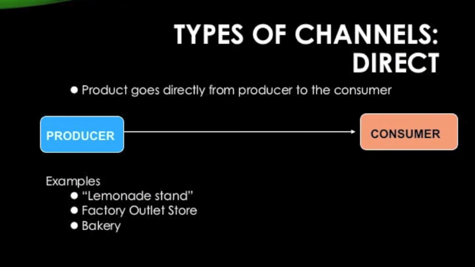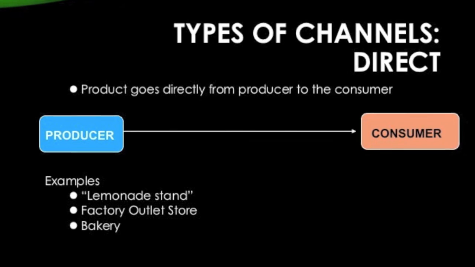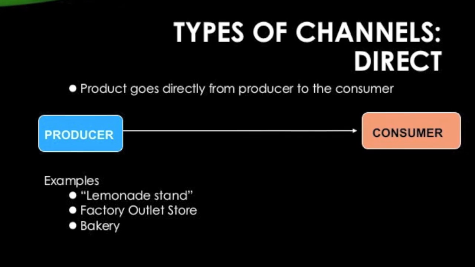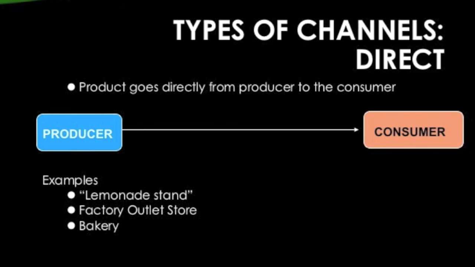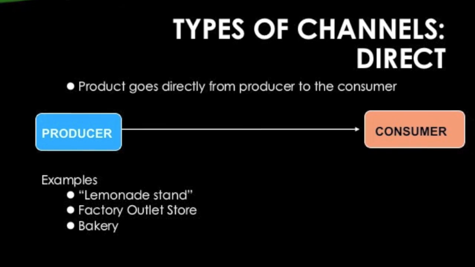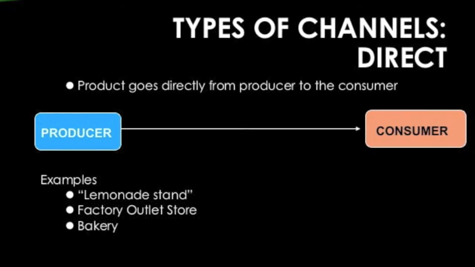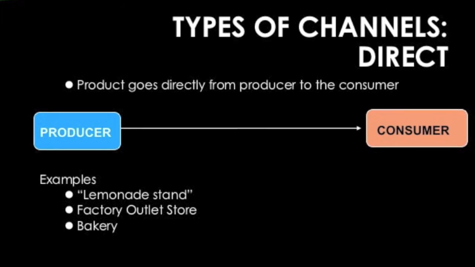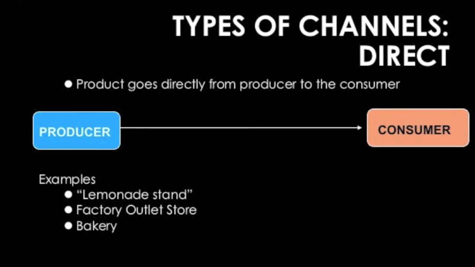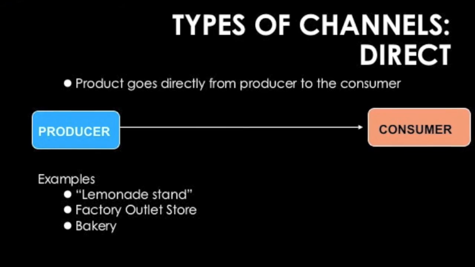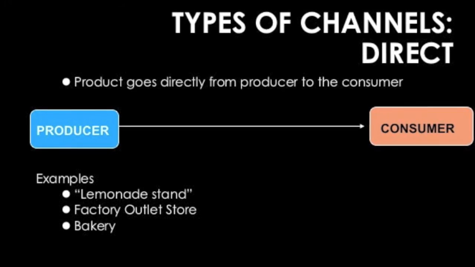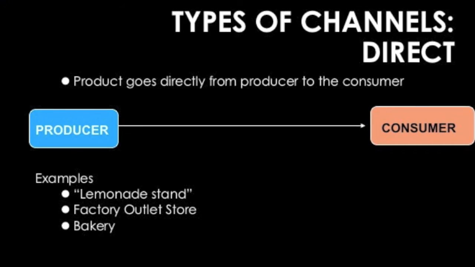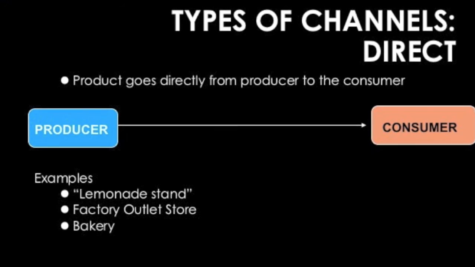So this first type of channel is direct. If you look at the diagram, this is when it goes right from the producer or the manufacturer to the consumer or end customer. Examples of this would be a lemonade stand, where they make the lemonade and sell it right to the customer. Or a factory outlet store, where the product is made in the factory and customers can go right to that factory and purchase it. Another example would be a bakery where they bake the goods and immediately sell to the customer that walks through the door.